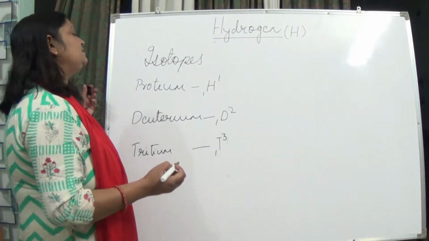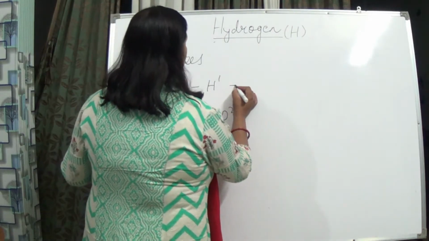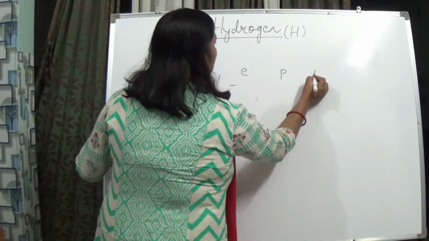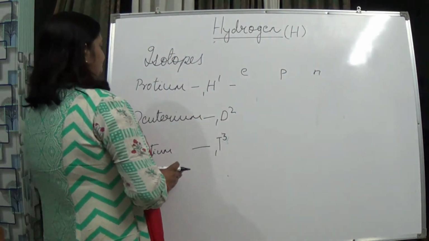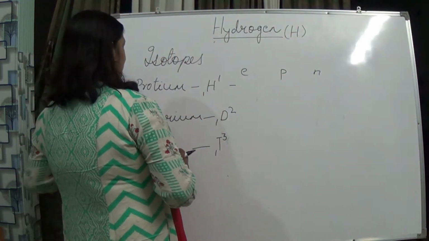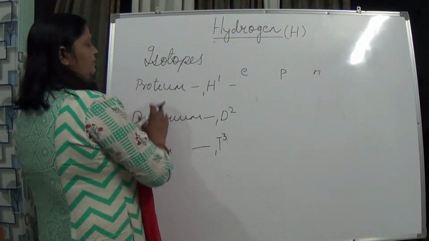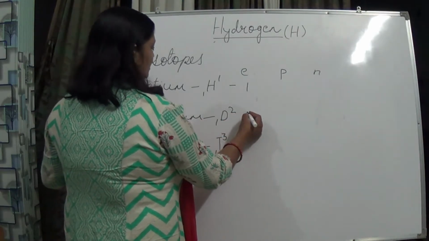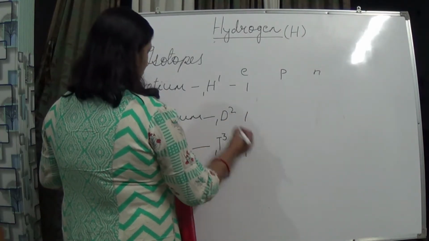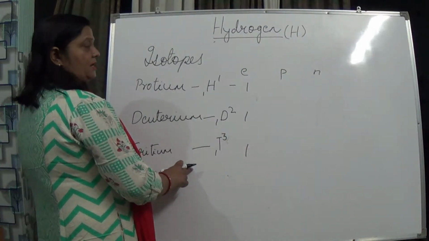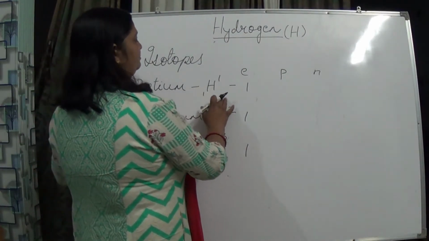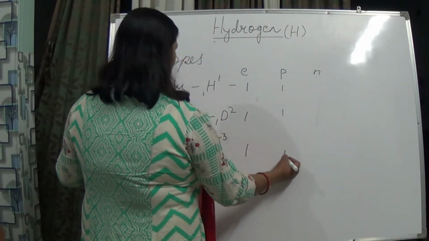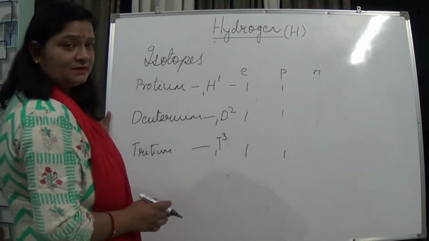So here you can see the number of electrons, protons and neutrons in these different isotopes of hydrogen. If we are talking about protium, the number of electrons is 1. Deuterium, it is 1. Tritium, it is 1, isn't it? Now the protons are also 1 for all, because the atomic number is similar.